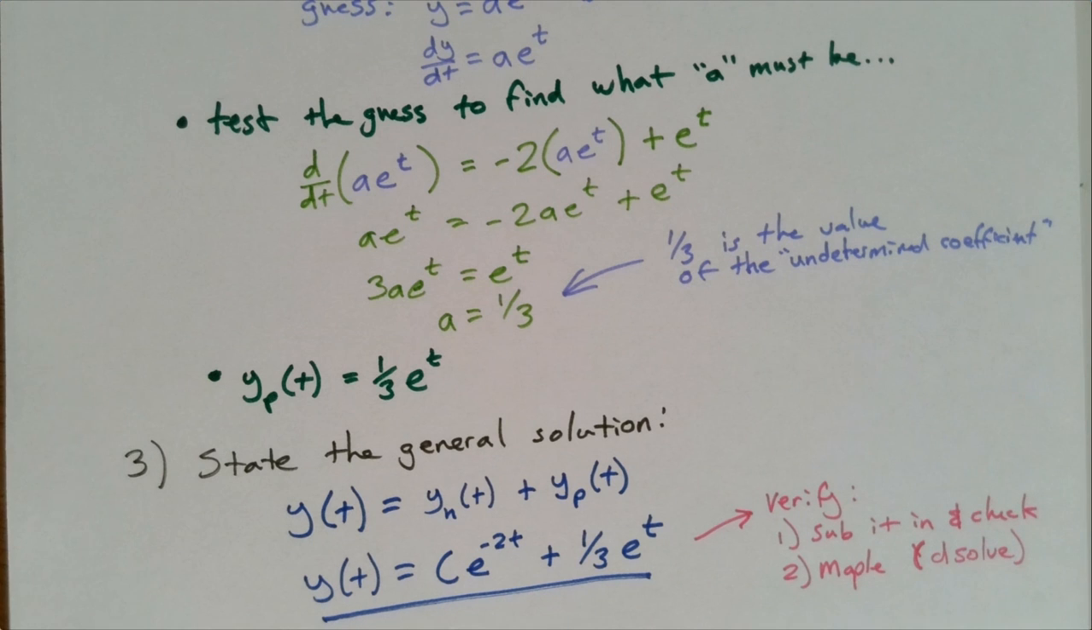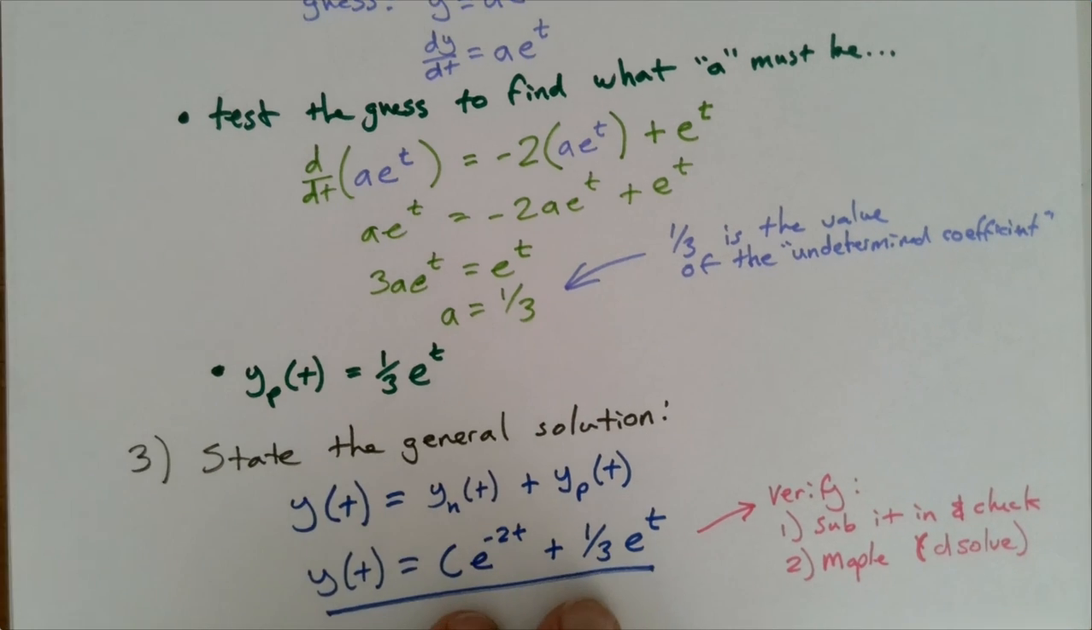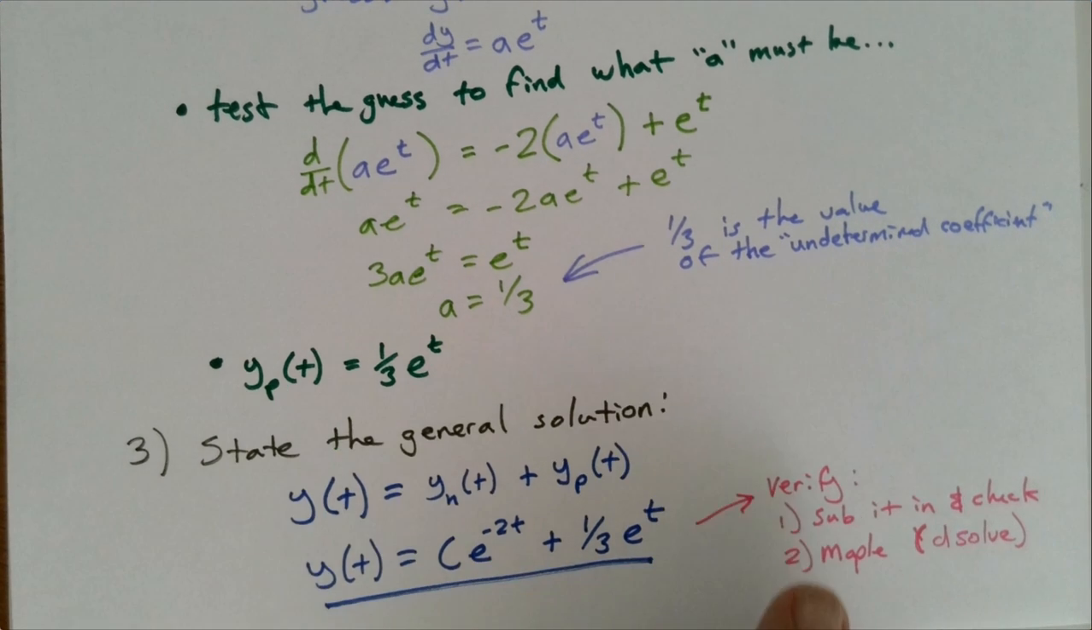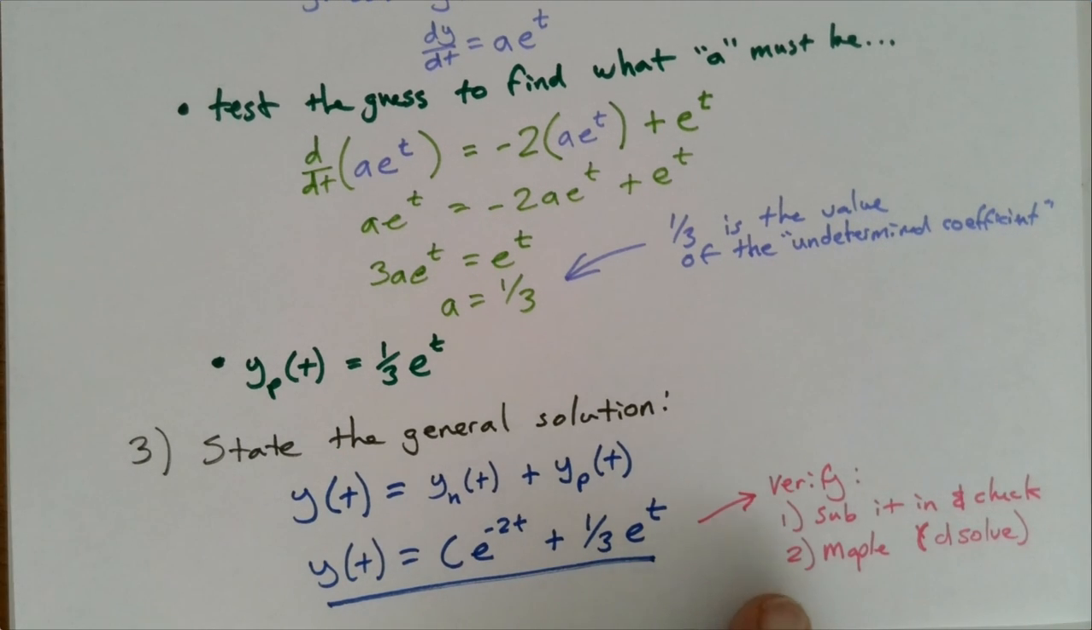And the good news about Maple is it's pretty fast. The bad news about Maple is sometimes you have to reinterpret what it's telling you in terms of the solution, right? Because sometimes the output doesn't look exactly like what you came up with, even though they might be the same thing. So take a second. I want you to verify this by one of these two methods, if not both, just for practice. And make sure that what we came up with here really is the general solution for the differential equation. And we'll come back in the next video for another example.